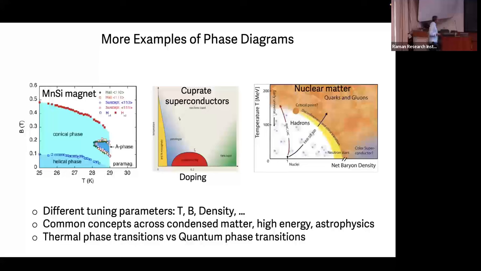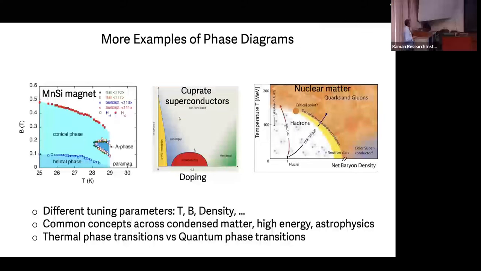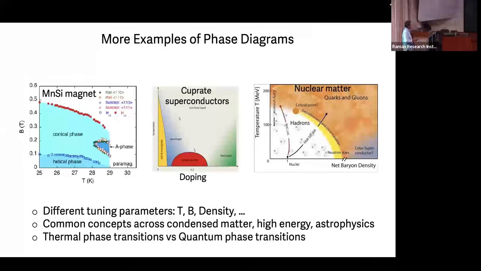We've looked at some, but you can have a huge diversity of these things. There are magnetic systems, there are superconductors where in addition to temperature, pressure, field, I could change the chemical composition by doping it, right? There are also examples of phase diagrams with nuclear matter where I can change the density of nucleons and I can change the temperature. So if I smash nuclei into each other, I can give them a lot of energy and really heat up the system.